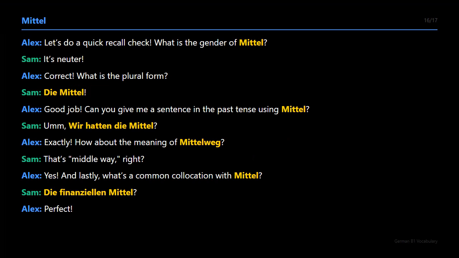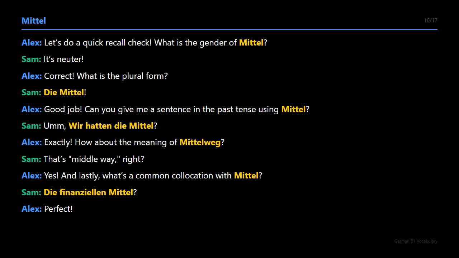Correct. What is the plural form? Die Mittel. Good job. Can you give me a sentence in the past tense using Mittel? Wir hatten die Mittel. Exactly. How about the meaning of Mittelweg? That's middle way, right?